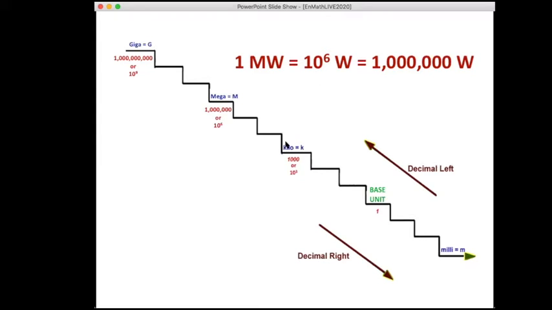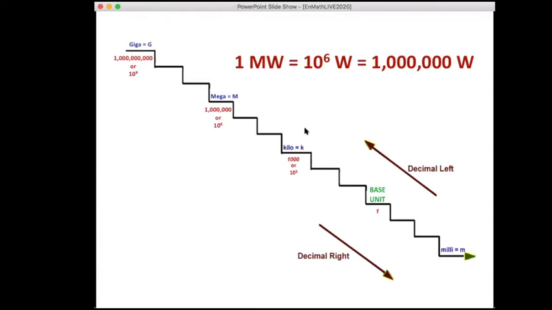Now, there's a shortcut. If you were going from kilowatts to megawatts, that's 3 steps, right? That's 10 to the third. 1 megawatt is 10 to the third kilowatts. But as long as you know your base unit, you're good. Mega is 10 to the 6th, or 1,000,000 watts.